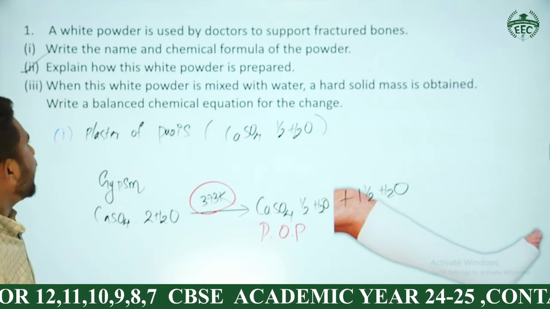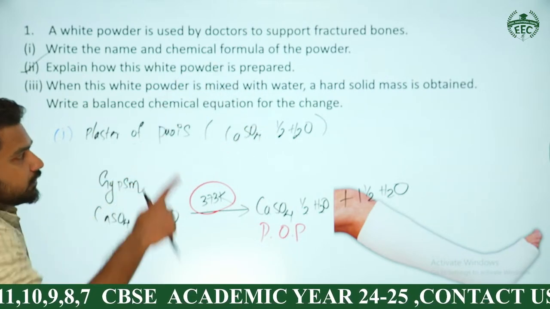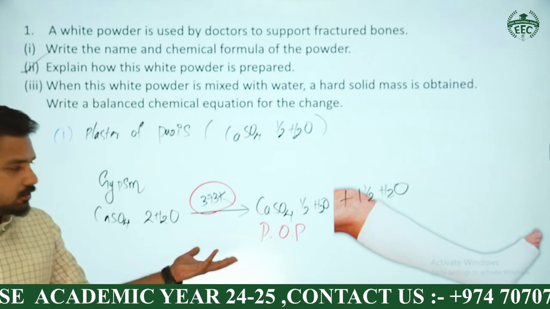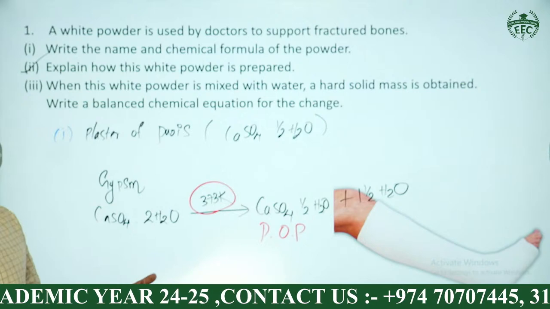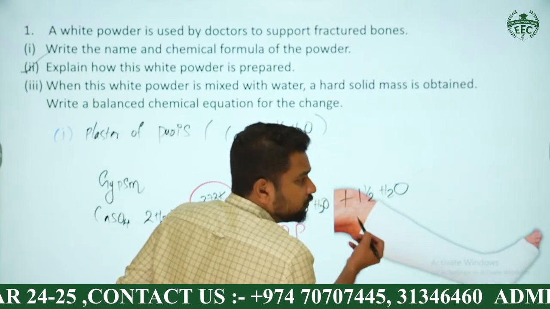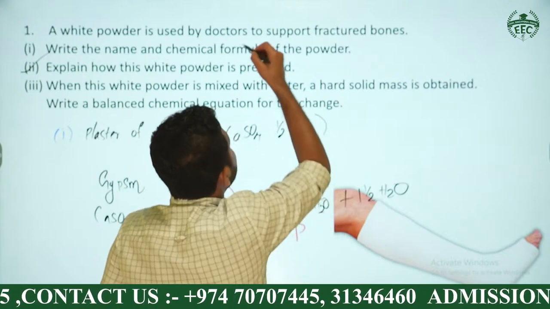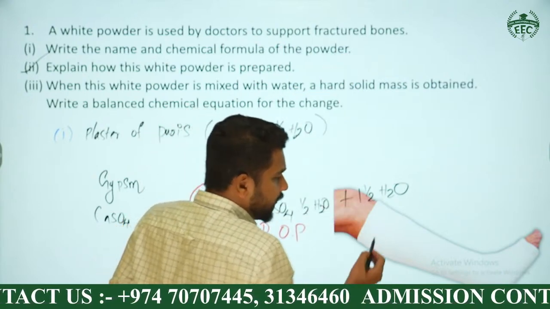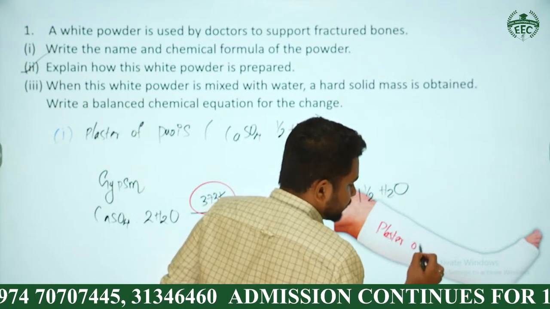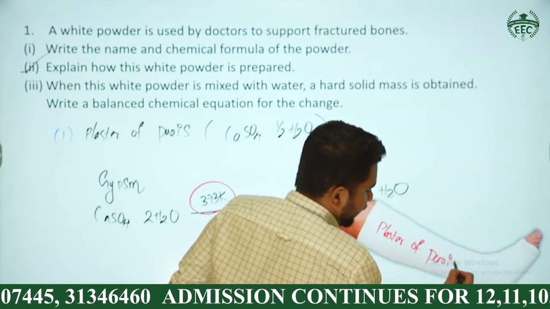Okay. And write the balanced chemical equation for the change. Yeah, this is the balanced chemical equation. We have already done it, right? So, what is this, guys? What is the white powder used by doctors for supporting a fractured bone? It is nothing but plaster of Paris.